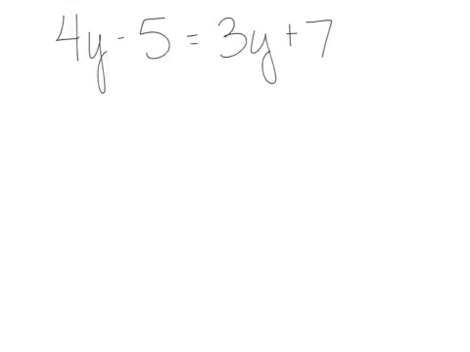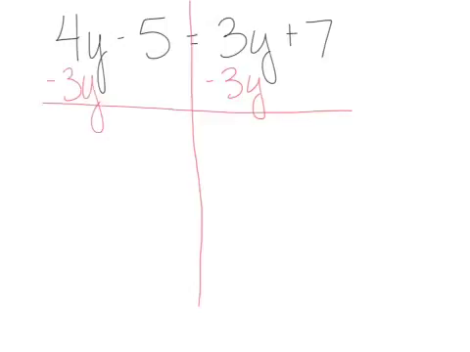Alright, on this second problem, again I'm going to draw my line. I want to get all the variables on one side, so we have 4y on the left and 3y on the right. Since I always move the smaller amount, I'm going to move the 3y, and I'm going to subtract it since that's a positive 3 on this side as well. So the 3's cancel, and I still have this 7 left over. And then 4y minus 3y is 1y. And we still have this minus 5.